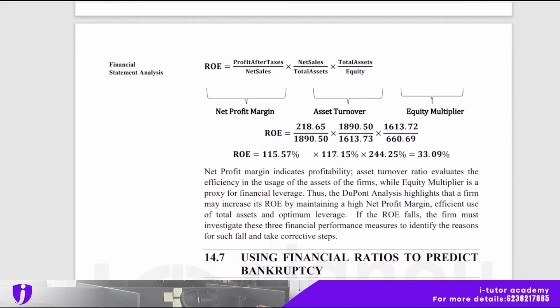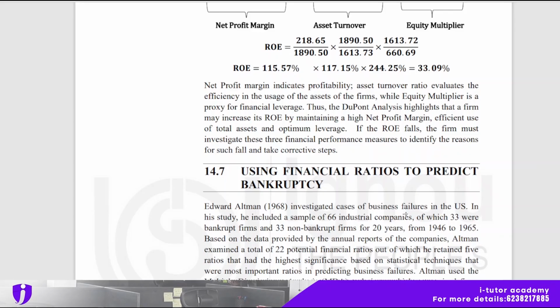An example is also given here. Net profit margin indicates the profitability. Asset turnover ratio evaluates the efficiency in the usage of the assets of the firm, while equity multiplier is a proxy for financial leverage. Thus, the DuPont analysis highlights that a firm may increase its ROE by maintaining a high net profit margin, efficient use of total assets, and optimum leverage. If the ROE falls, the firm must investigate these three financial performance measures to identify the reason for such a fall and take corrective steps.